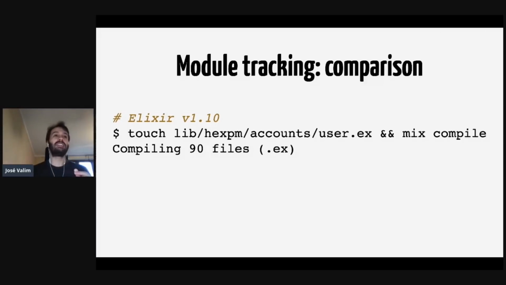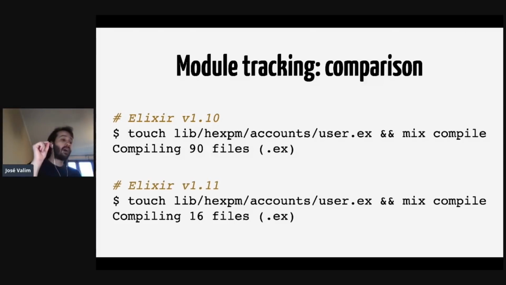And with this change in Elixir 1.11, without doing any change to Hex, we just upgraded the Elixir version, and doing the same command now compiles only 16 files, okay? So this is an improvement we did in Elixir 1.11 that improved compilation a lot, and it's really related to how Elixir is tracking everything, all right?